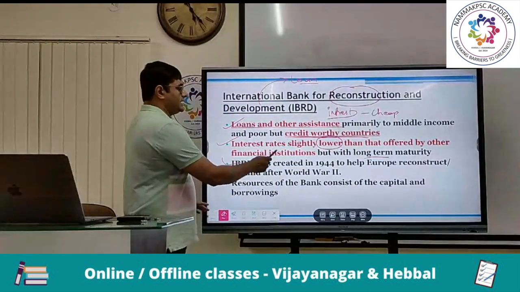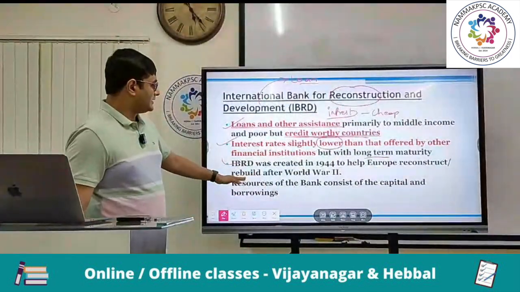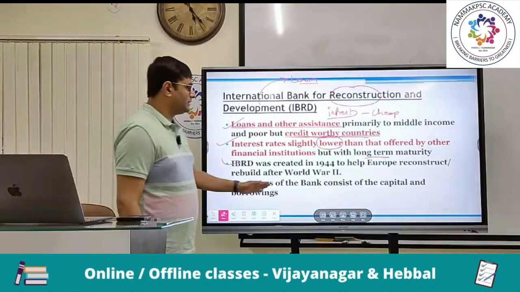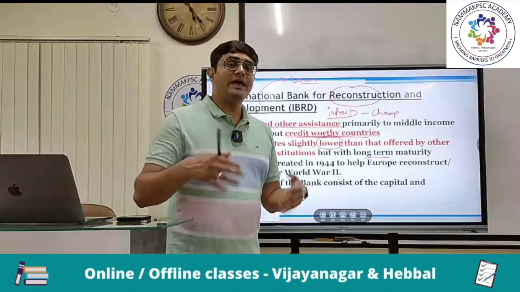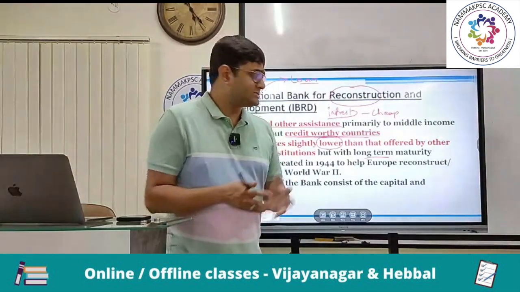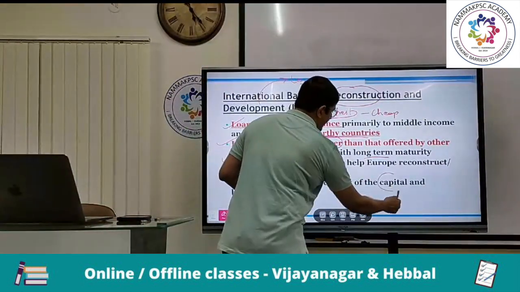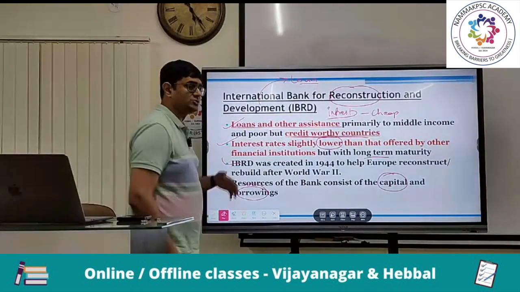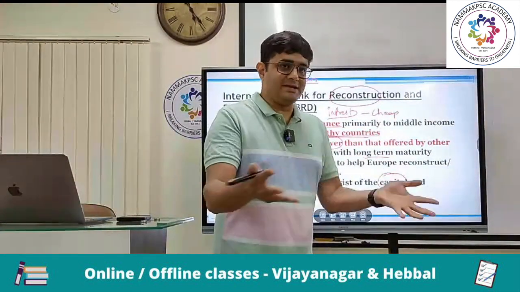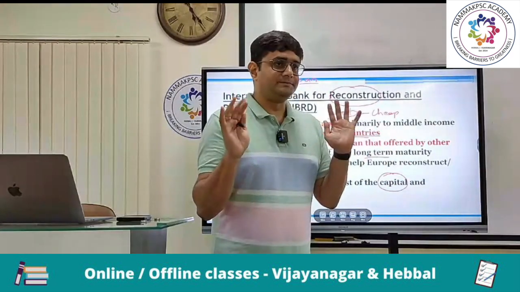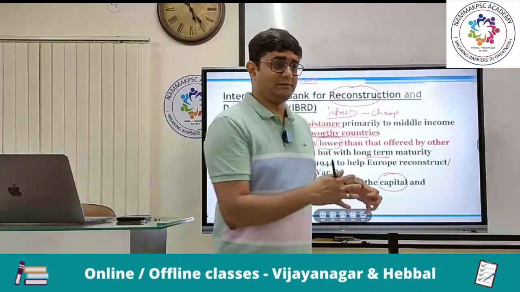It was created in 1944 to help Europe after World War II. Now it also provides loans to developing nations. Now, where do they get money from? They get money from their capital and from borrowing. Capital consists of the contributions made by the members. See, these are the things which you need to appreciate. Not factual information, but this understanding.